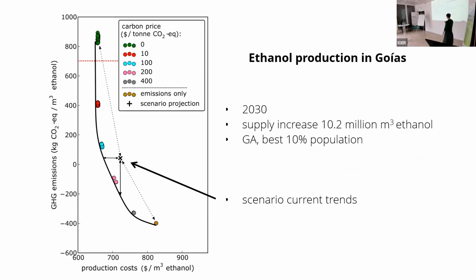What we get then is the result of the geosimulation model here. It has these production costs and these emissions. And we get out of the optimization this Pareto front, and we can compare the two. This is for 2030 in the Brazilian state Goiás for a supply increase of 10.2 million cubic meters of ethanol.